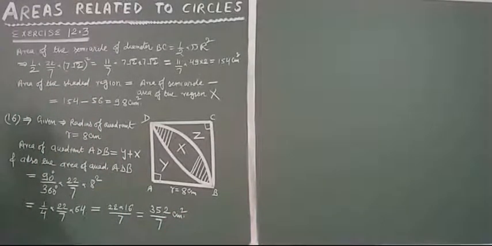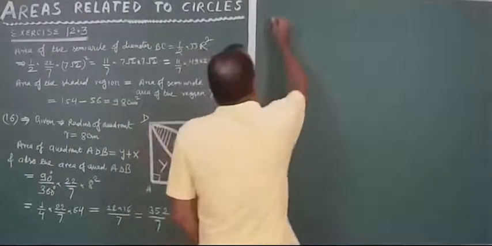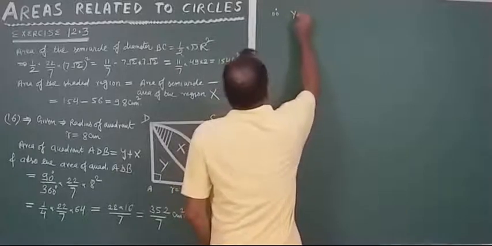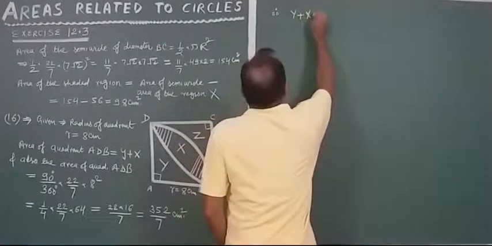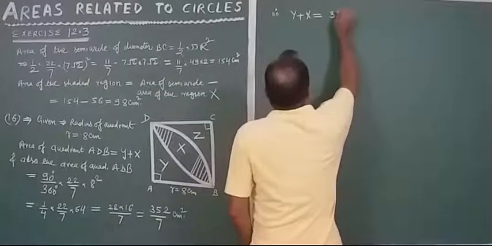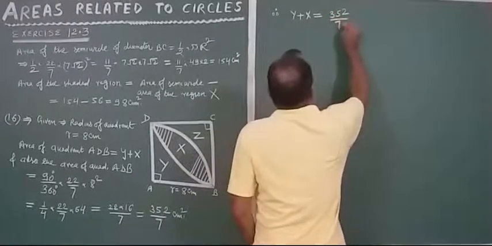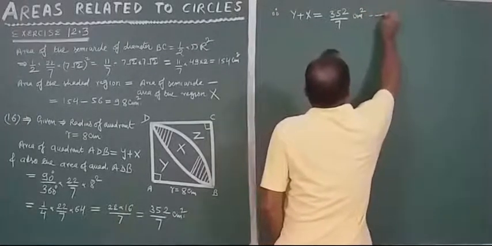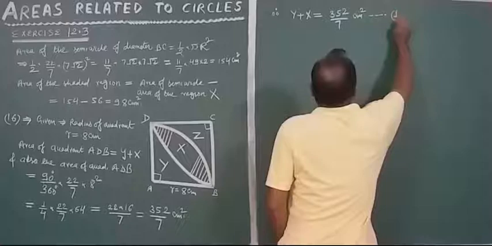What area is this? Area of the quadrant ADB, which is y plus x. So therefore, this y plus x is how much? 352 upon 7 centimeter square. This is equation number 1.